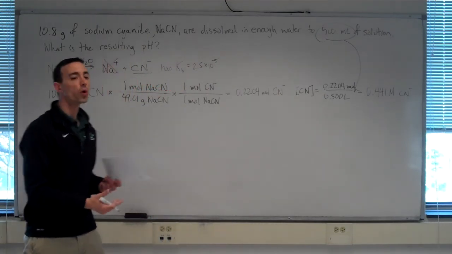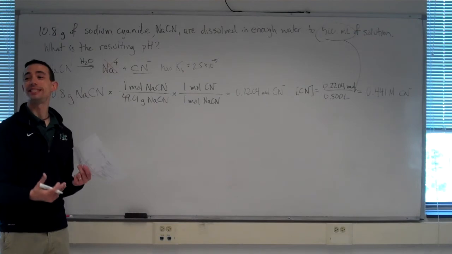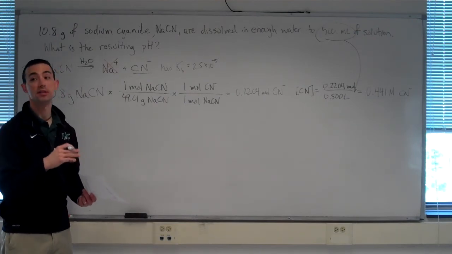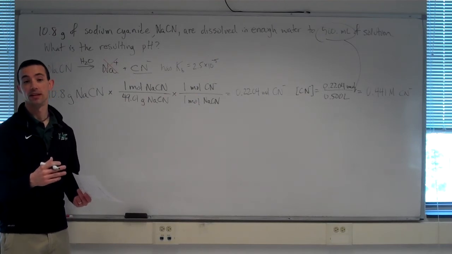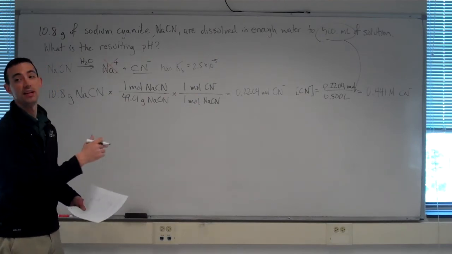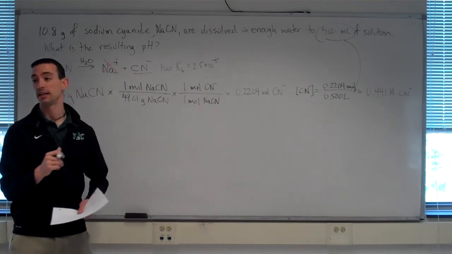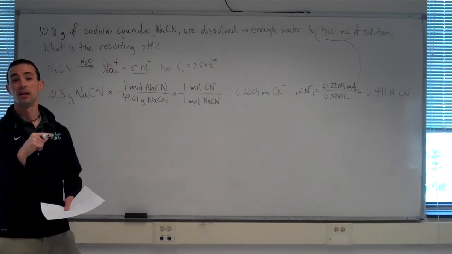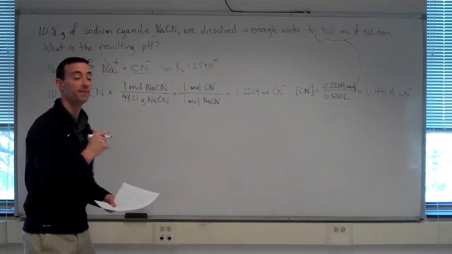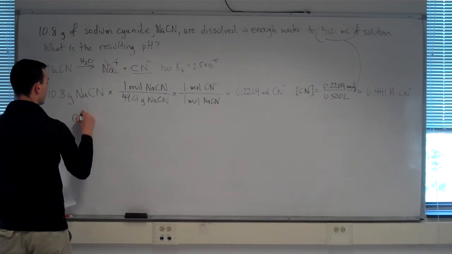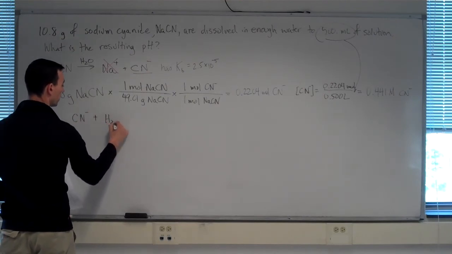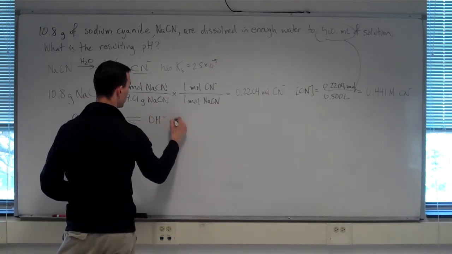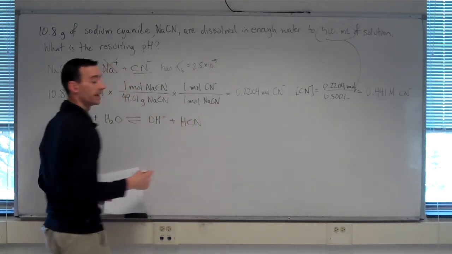So we've done a little bit of work, and our question could now be restated. What will be the pH of 0.441 molar cyanide solution? Okay? It really doesn't matter what else came in with it. It's the 0.441 molar cyanide that's going to dictate the pH. This is now just like the last example that we did with the base. So let's set up a reaction of cyanide ion with water. It's going to make OH minus and HCN.